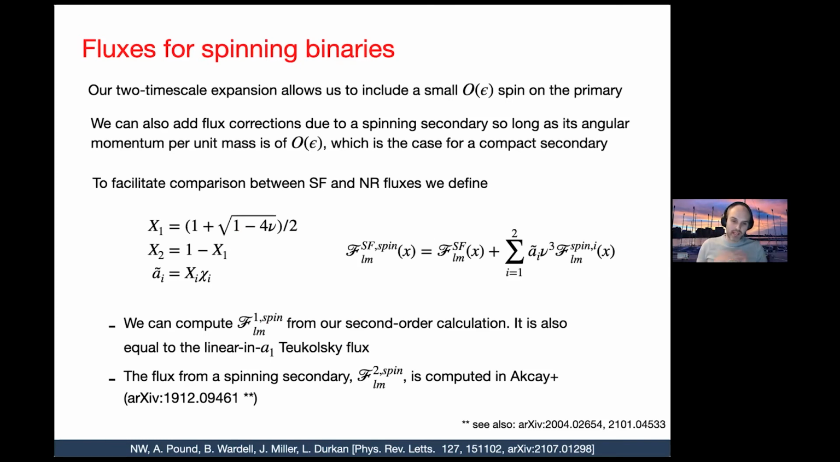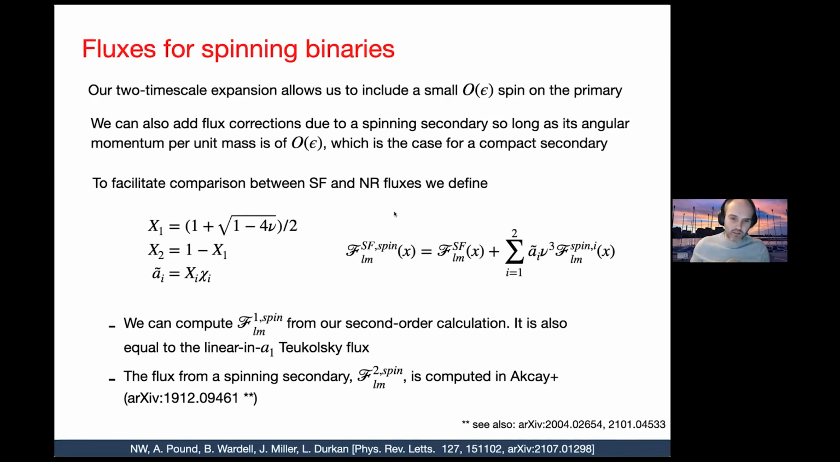Something that Adam didn't talk about yesterday is that we can also include spinning binaries. Although our calculation is based around a perturbation of a Schwarzschild black hole, so long as the spin on the big black hole is small, we can include it in the calculation, and we can also include arbitrary spin on the secondary as well. Both of those things contribute at post-adiabatic order.